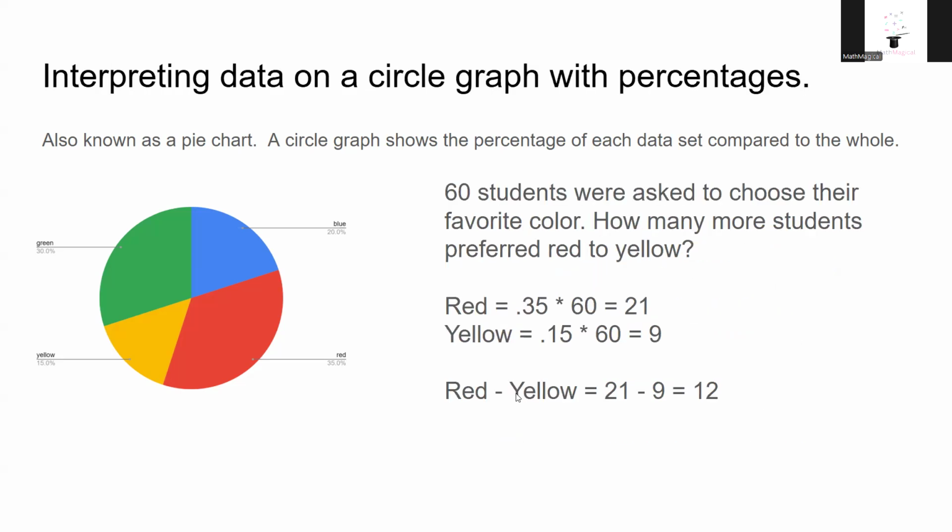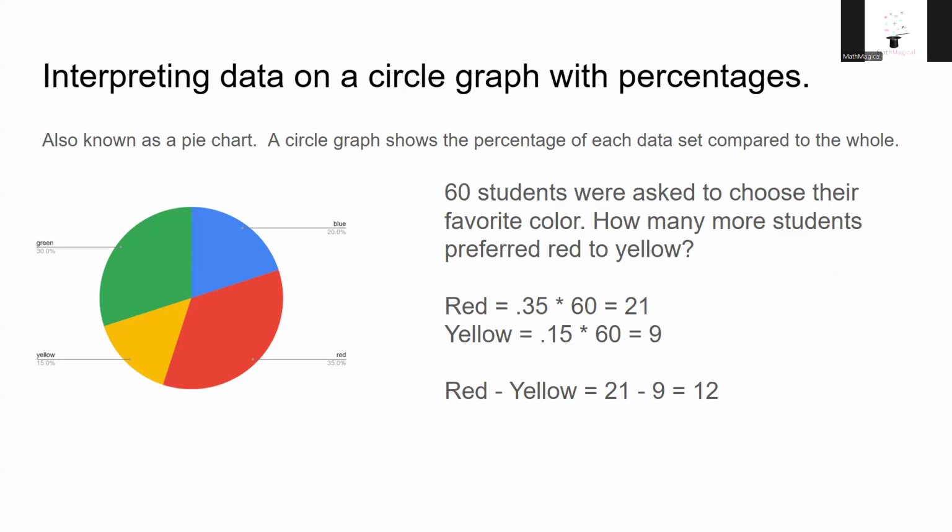All right. So that's interpreting data on a circle graph with percentages. Now let's look at what if they say something like, how many more students preferred red to yellow? Well, there's a couple ways we can handle this. The first is to figure out how many students chose red and how many students chose yellow, and then just subtract. So if 35% chose red, we can write that as a decimal as 0.35 times 60. That gives us 21 students.